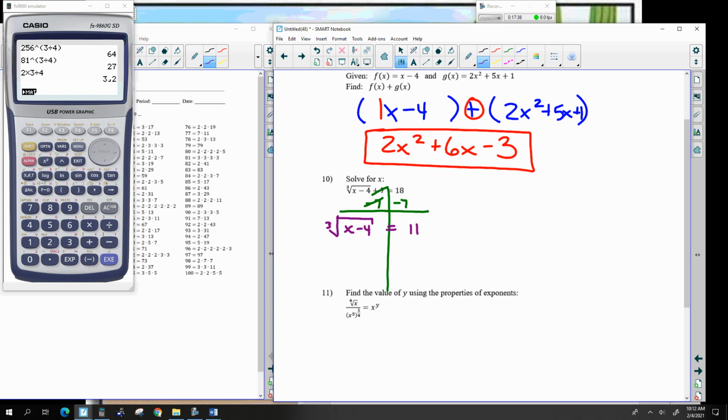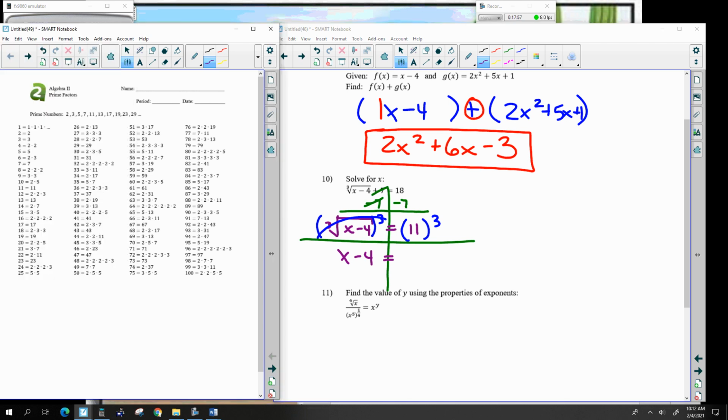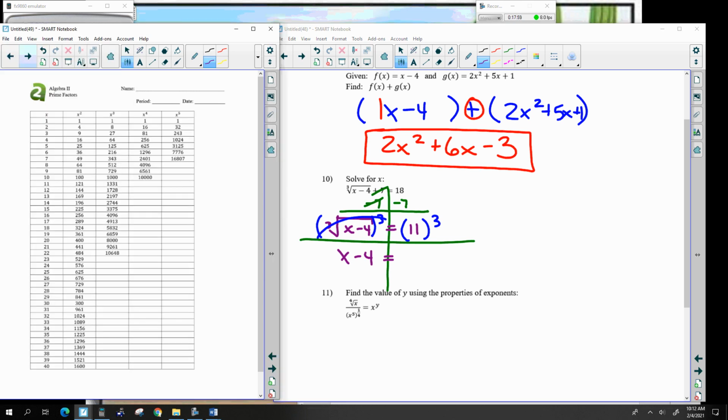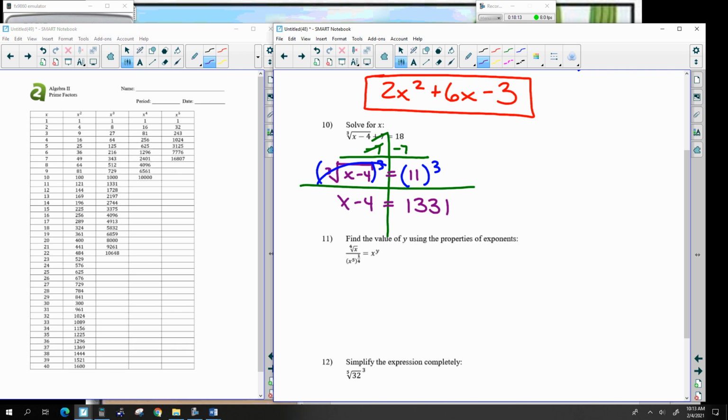Okay, so to get rid of a third root, I have to take it to the third power. So that gets rid of the root, and I am now left with x minus 4 and 11 to the third power. Actually, I think I have it on this page. 11 to the third power is 1,331. All right. That's kind of a big number. And then to get the x alone, I have to add 4.